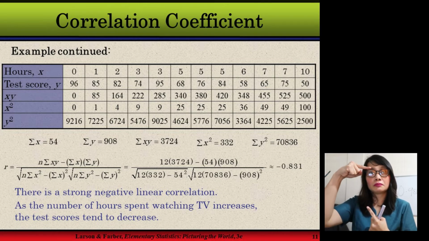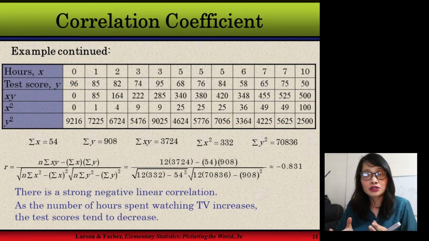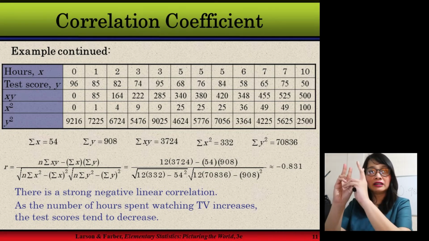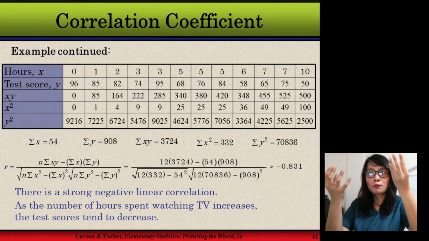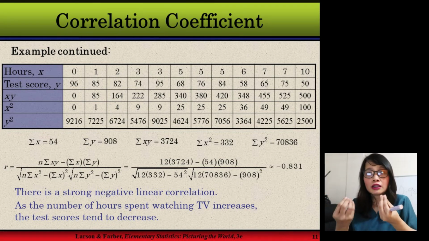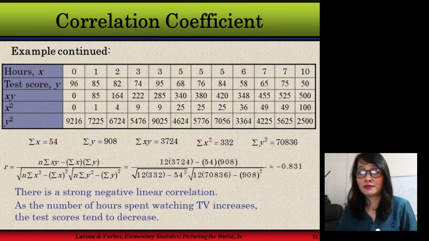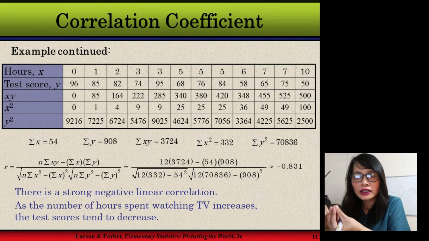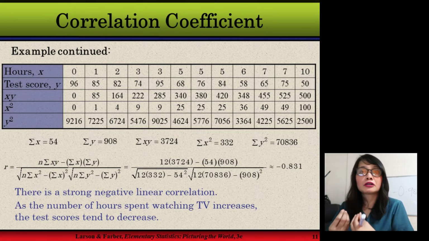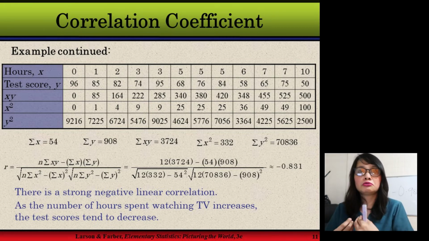When one increases and the other decreases, we call that relationship a strong negative correlation. But if they are both increasing, we call it positive correlation. Do you get the point? They are opposite, one is increasing and the other is decreasing, so the correlation or the relationship is negative. But if they are both increasing, the relationship is positive. So the value is negative 0.831, therefore there is a strong negative linear correlation. As the number of hours spent watching TV increases, the test scores tend to decrease.